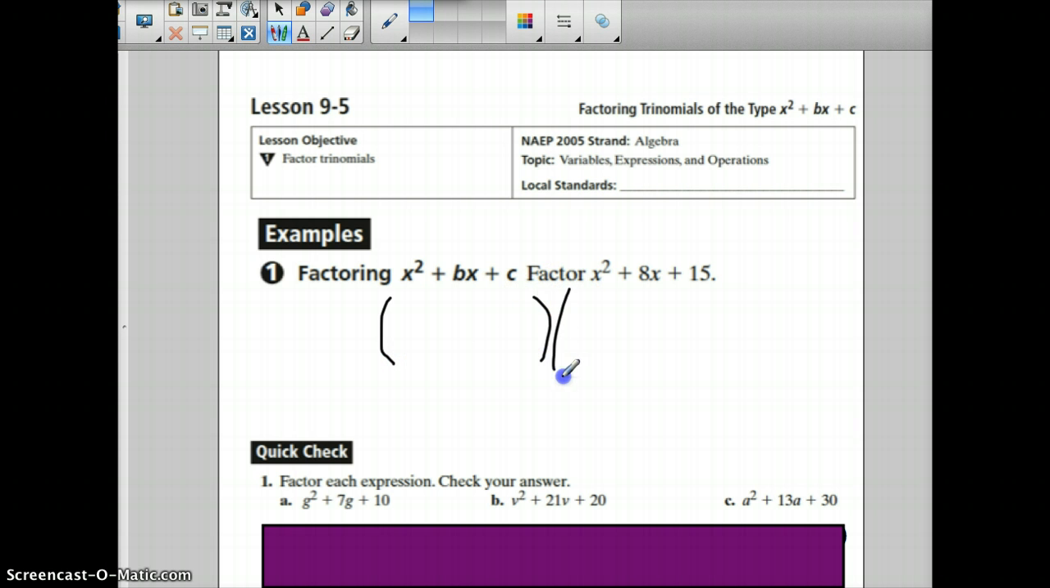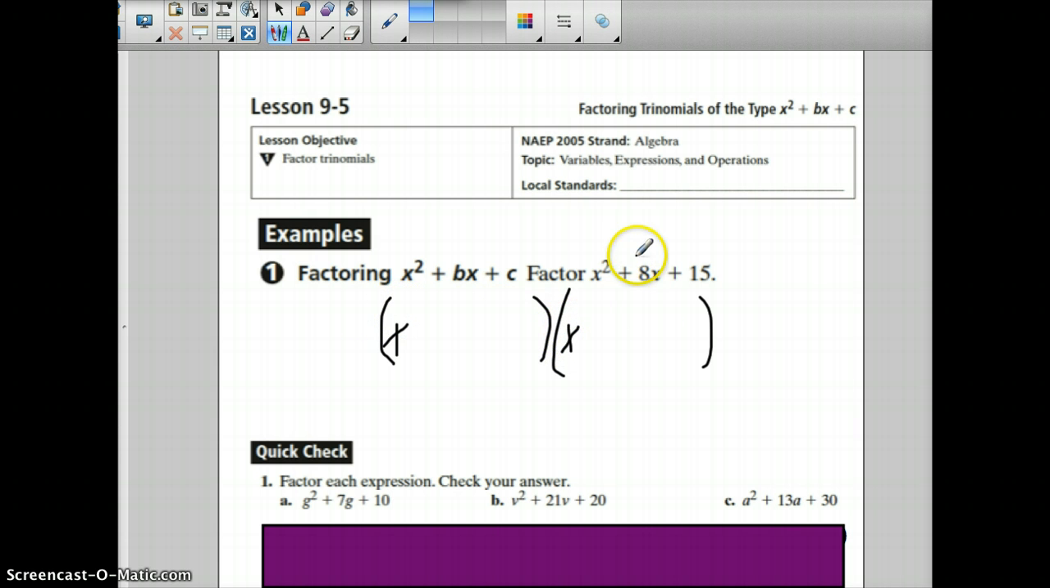My first step is I make my two parentheses, those two binomials, and start to set them up. The clues in our first term tell us what is going to be the first term in each binomial. Think about what times what gives us x squared. Well, x times x gives us x squared, so both of those terms are going to be x's.